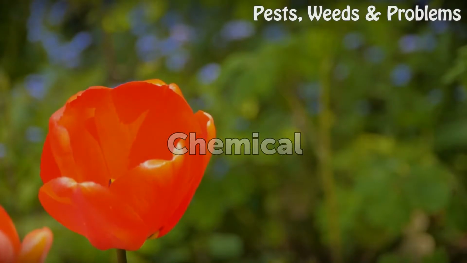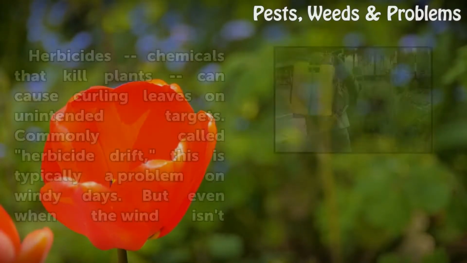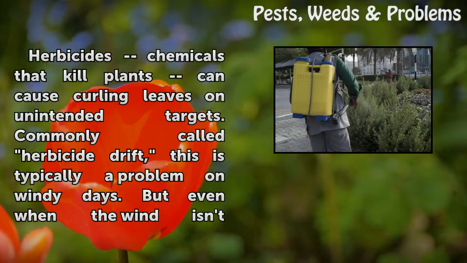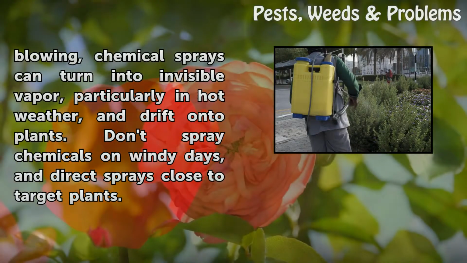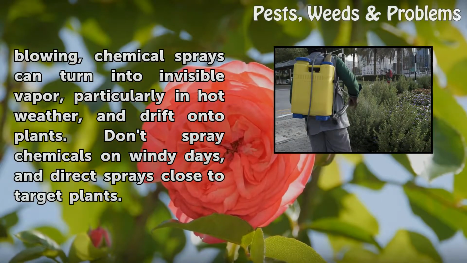Chemical. Herbicides. Chemicals that kill plants can cause curling leaves on unintended targets. Commonly called herbicide drift, this is typically a problem on windy days. But even when the wind isn't blowing, chemical sprays can turn into invisible vapor, particularly in hot weather, and drift onto plants. Don't spray chemicals on windy days, and direct sprays close to target plants.